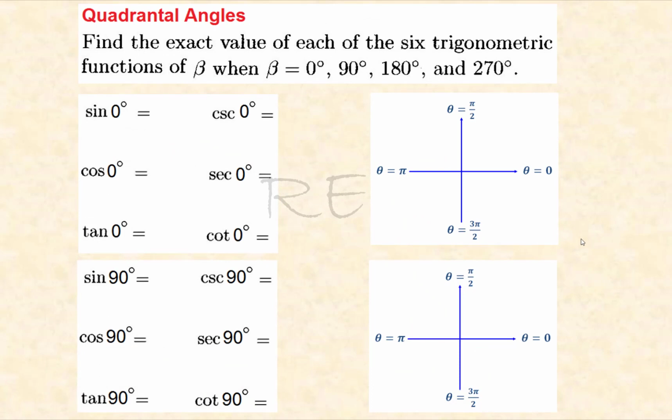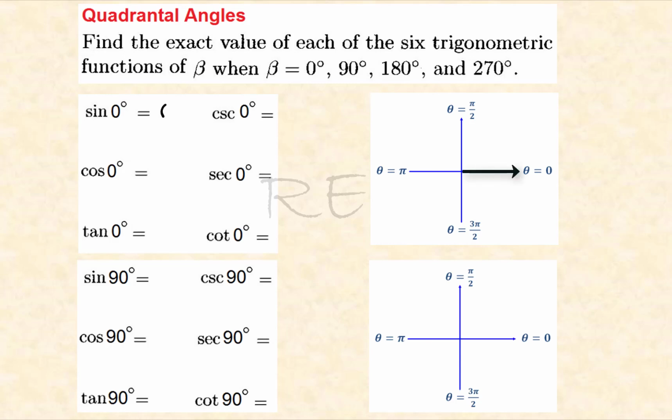A quadrantal angle is an angle in standard position where the terminal side lies on the x or the y axis. Such angles are 0 degrees, 90 degrees, 180 degrees, and 270 degrees.